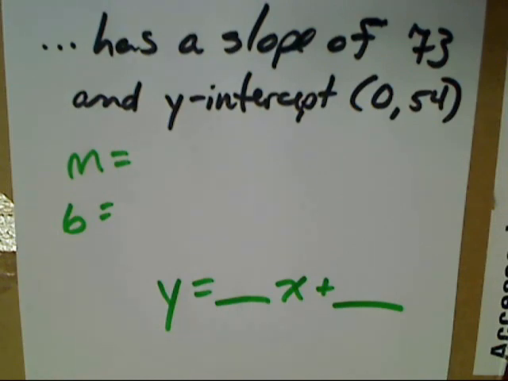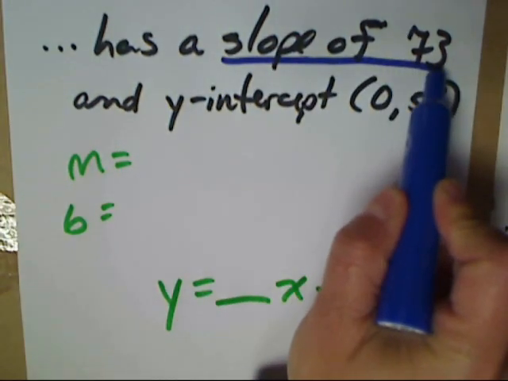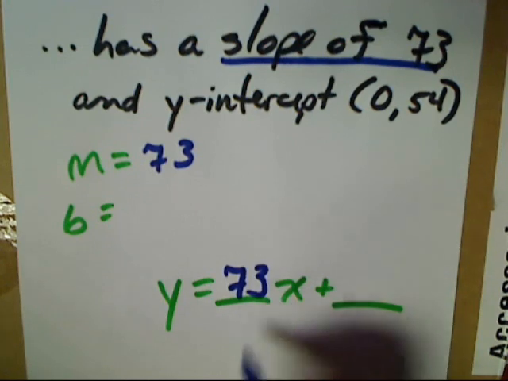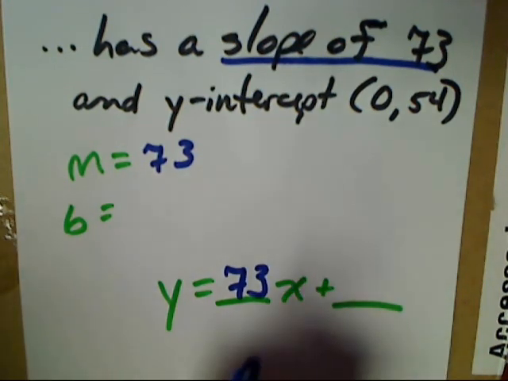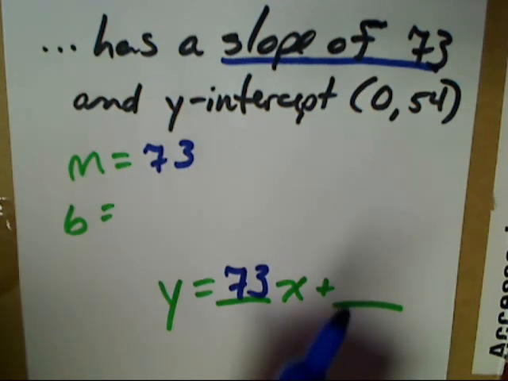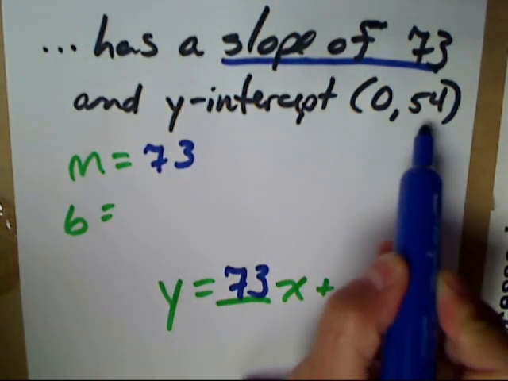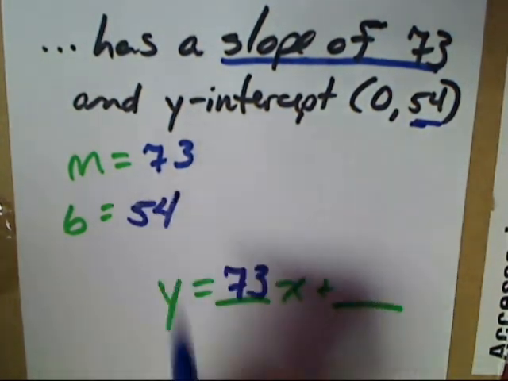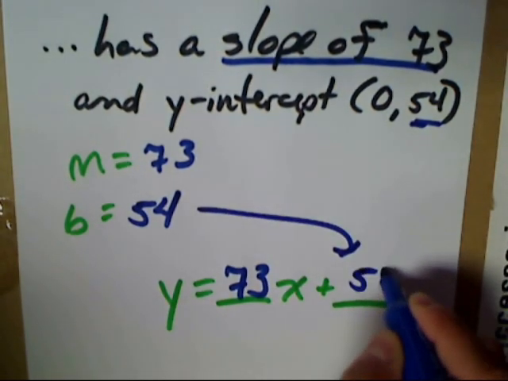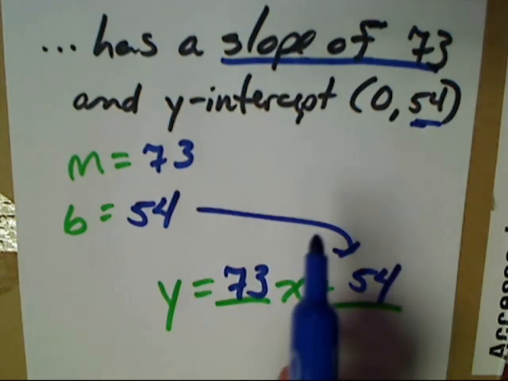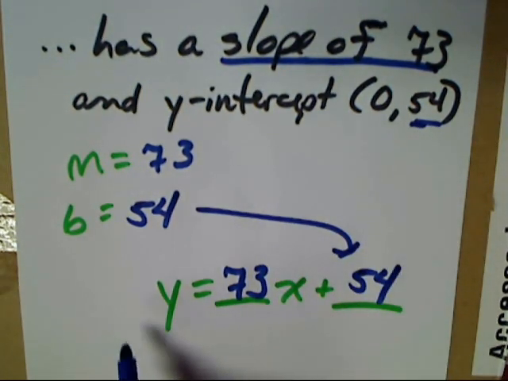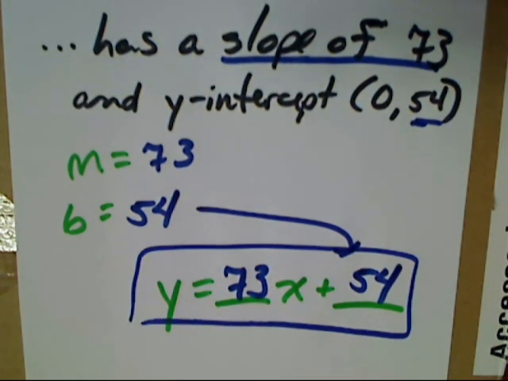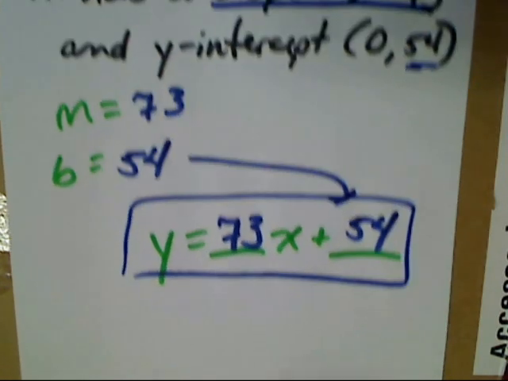In this particular problem, it tells us the slope of 73. So m is 73. Right in front of the x goes my m, 73. Now the y-intercept is not always a y-coordinate. The y-intercept, remember, is when x is 0, then the y value is our b. Well, they already gave us that, so our b is 54. So now I just replace that in the line with 54. So the equation of a line that has a slope of 73 and a y-intercept of 0.54 is y equals 73x plus 54. And we're done with that problem. That's not so bad.